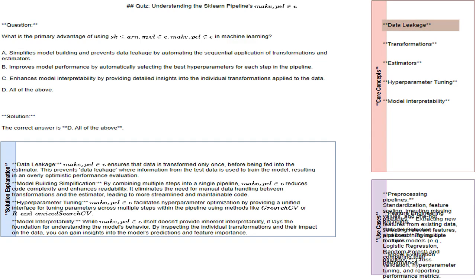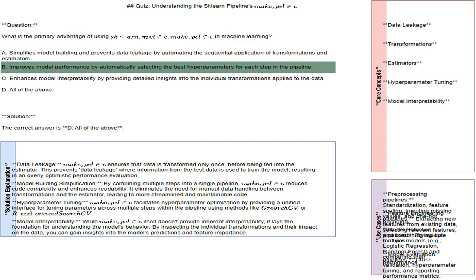Data leakage. B. Improves model performance by automatically selecting the best hyperparameters for each step in the pipeline. This choice is partially correct. Make pipeline makes it easier to perform hyperparameter tuning using techniques like grid search CV or randomized search CV, which can improve model performance. However, it doesn't automatically select the best hyperparameters. You still need to define the search space and use these methods to find the optimal hyperparameters.